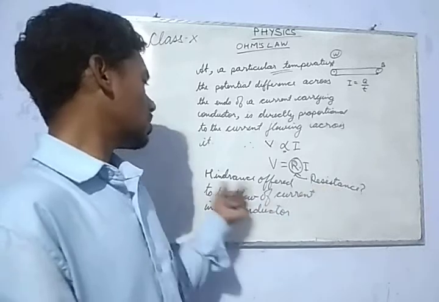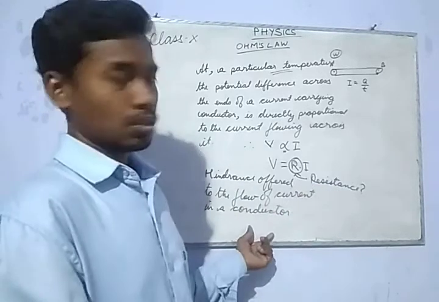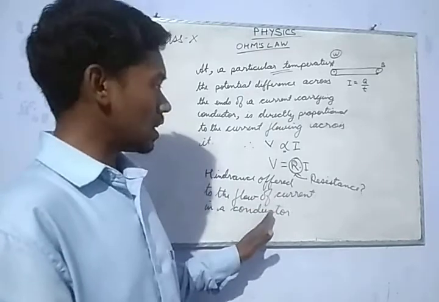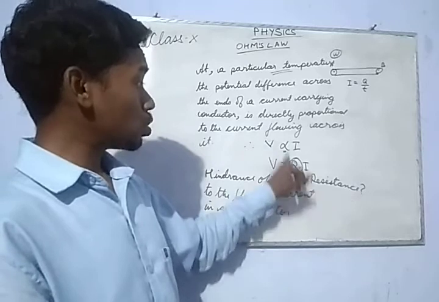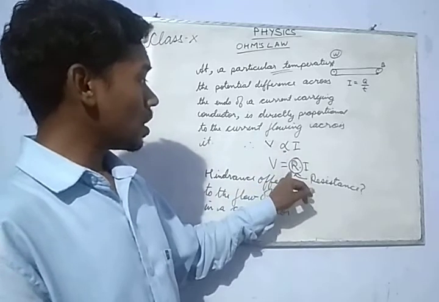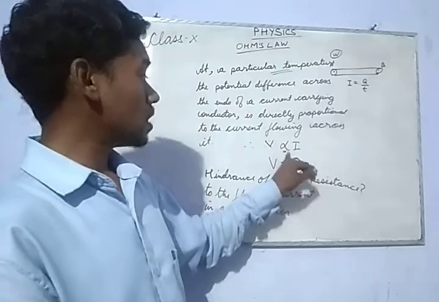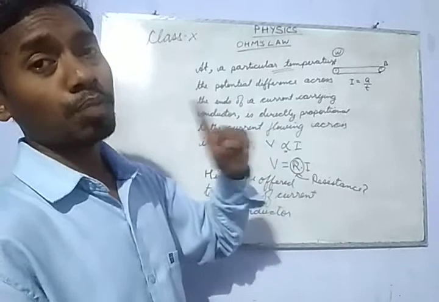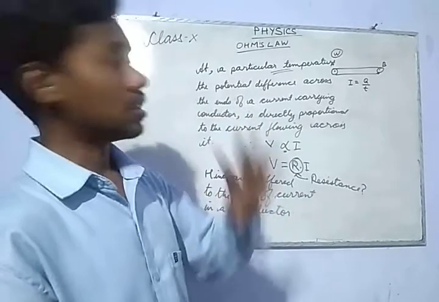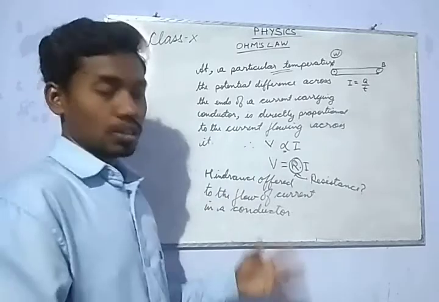But I hope you understood what is resistance. Resistance is the hindrance offered to the flow of current in a conductor. And this is constant in a particular conductor. We consider resistance as a constant because it is fixed in a particular conductor. So please note it down.